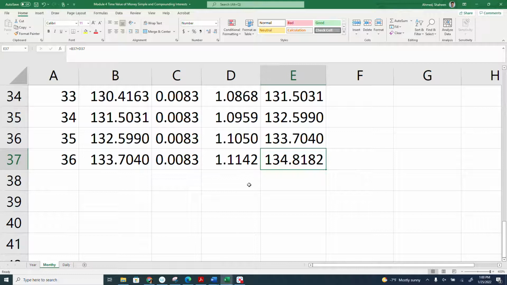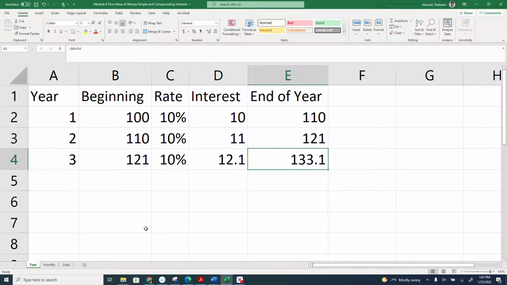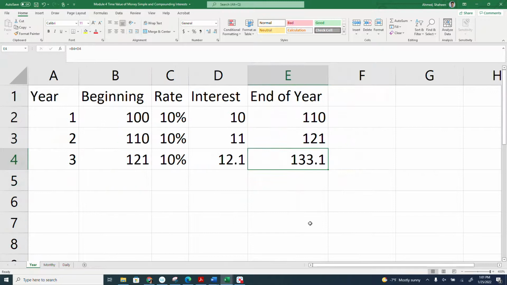Monthly rate, $134.82. Not a big difference there. So the curves kind of flatten out, and yearly rate, you'll be paying this. So these are the compounding interest: yearly compounding, monthly compounding, daily compounding. Now if you're paying a simple interest rate, you'll be paying only $130 because 10 times 3 is 30%. On that $100 would be $130 total for simple interest rate.